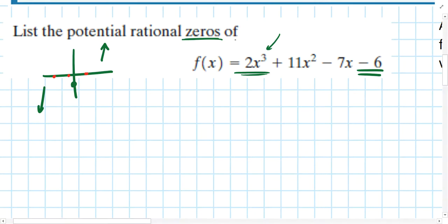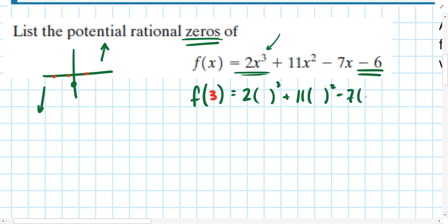Now, where are the zeros? Where can we find them in this function? Well, remember that a zero occurs whenever I substitute a number in place of x. Let's just make a guess, 3. I don't know if this is true or not, but if I were to substitute the number 3 into this expression, then the result of this calculation should end up equaling 0.